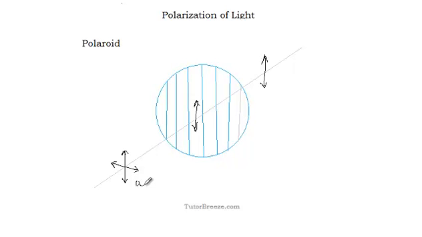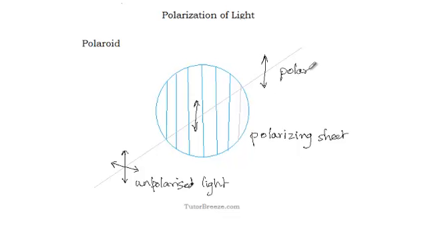So this is unpolarized light. This is the polarizing sheet, since this has polarized the unpolarized light. This is the polarizing sheet, and this is polarized light.